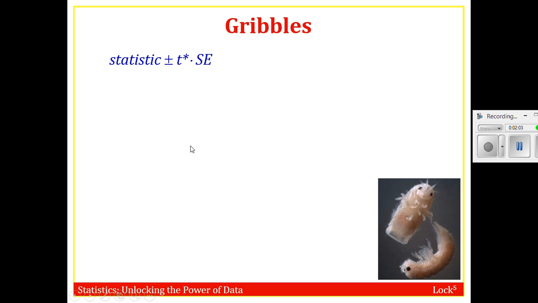So what we can do is start out with our basic formula: our statistic plus or minus t star times your standard error. Now our degrees of freedom, which is going to help us find our t star, is n minus 1. It's your sample size, which was 50, minus 1. And we end up getting this.